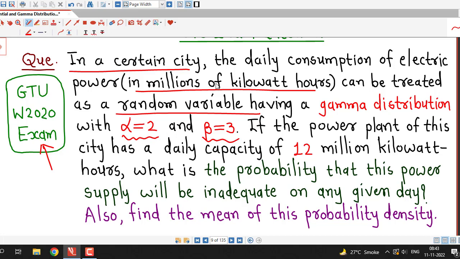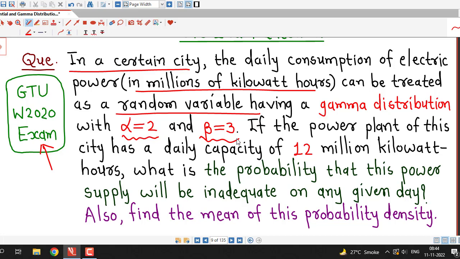So here we are already given that this is the problem of gamma distribution. It is given that the daily consumption of electric power is a gamma random variable and parameters are also given. So here we don't have to decide which distribution is suitable for our question. It is already given that we have to use gamma distribution. So all we have to do is remember the PDF of gamma distribution, and we are given values of parameters also.